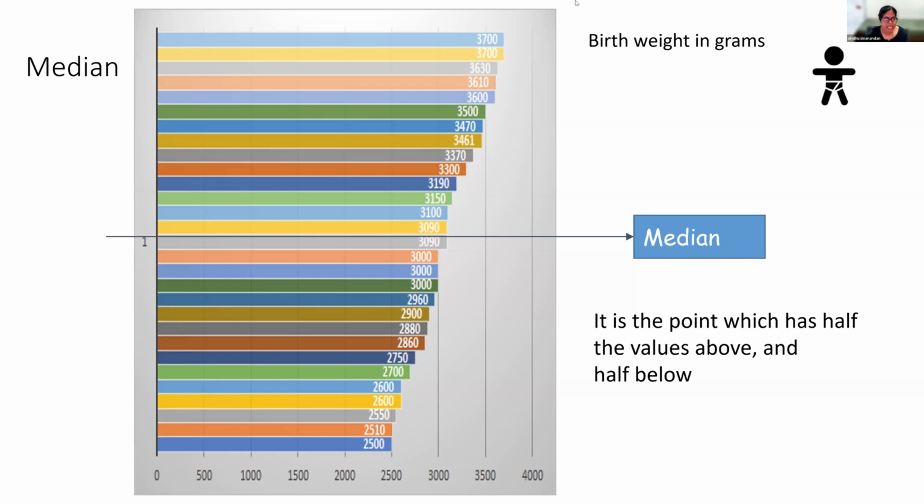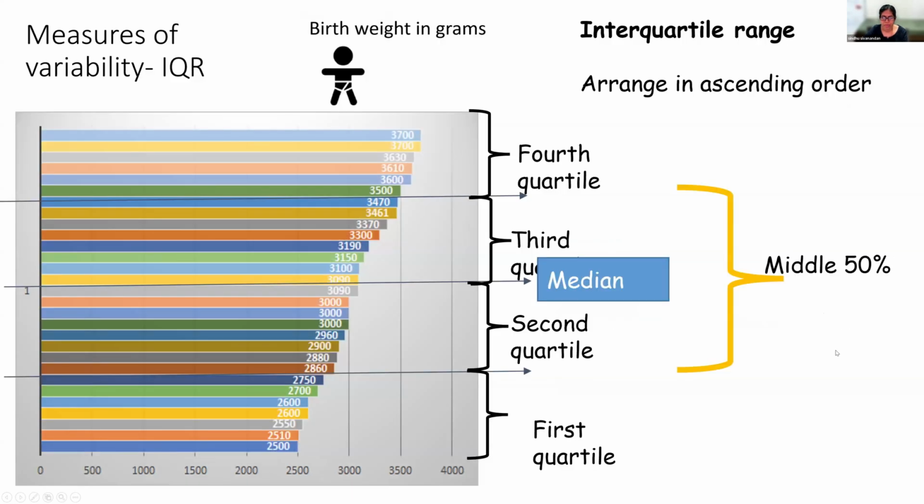Another way to look at it is to find the median. How do we find the median? Median is the central point. Arrange the variables in ascending or descending order and find out where the central point lies. Here 3090 is the median. This is the point which has half the values above and half below.